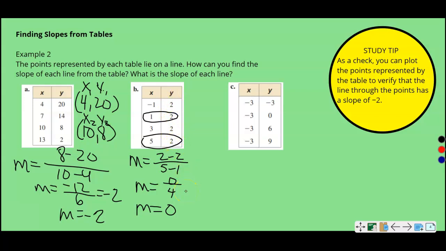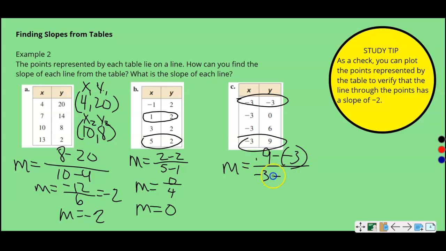All right. Now, C part, let's choose the first one and the last one. Again, it doesn't matter. If it's a line, we know that there is a constant rate of change between each pair of points. But just to mix it up, we can choose any points we want. So y2 minus y1, let's go 9 minus, and then our y1 is negative 3, so it's going to be minus a negative 3, and then negative 3 minus negative 3.